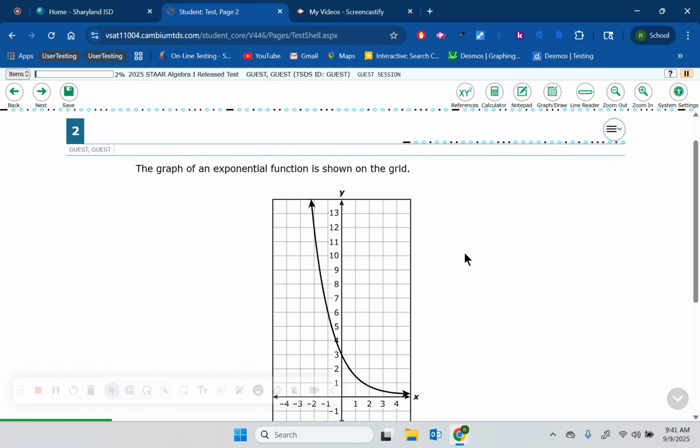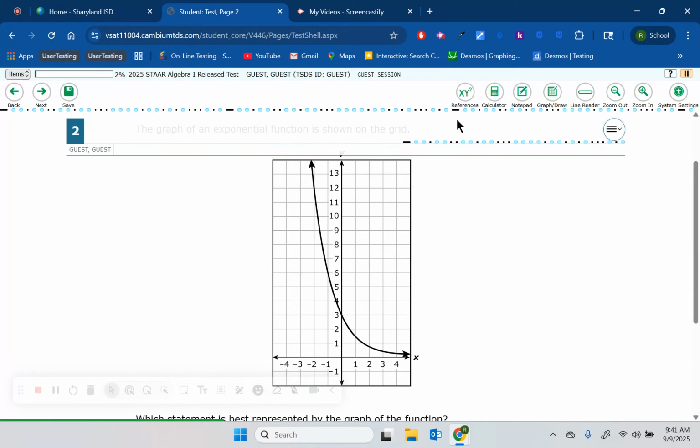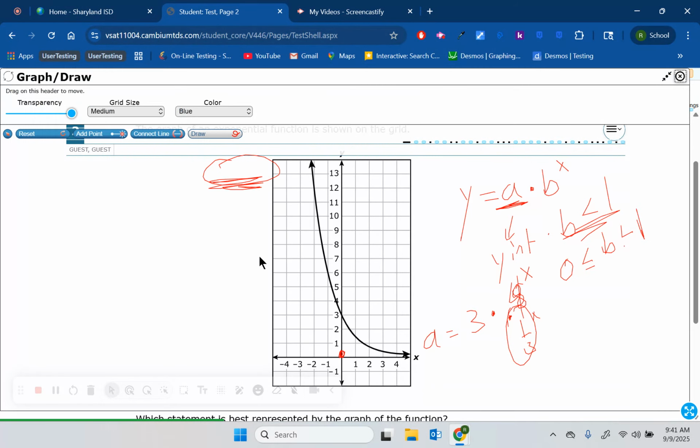That being said, let's see what we got here in our answer choices. The equation has an asymptote of x equals 4. So what is an asymptote? An asymptote is a line that this guy will never touch. And in Algebra 1, our asymptote will always be y equals 0. It's not supposed to go up or down, but sometimes they do it. But in this case, this guy will never touch the x-axis, so it's y equals 0.